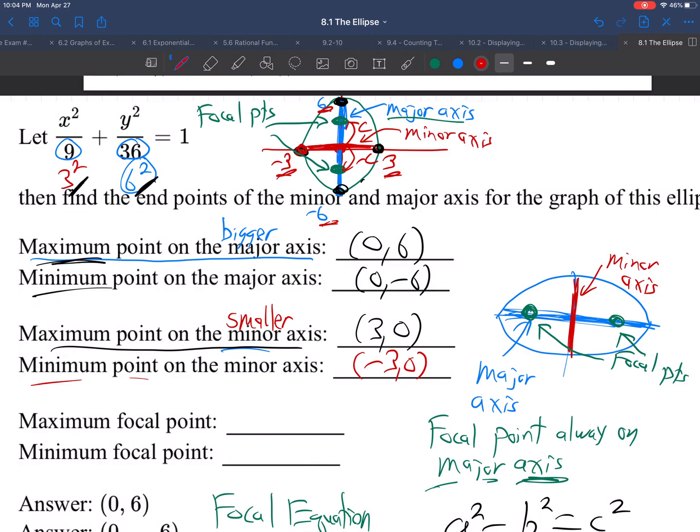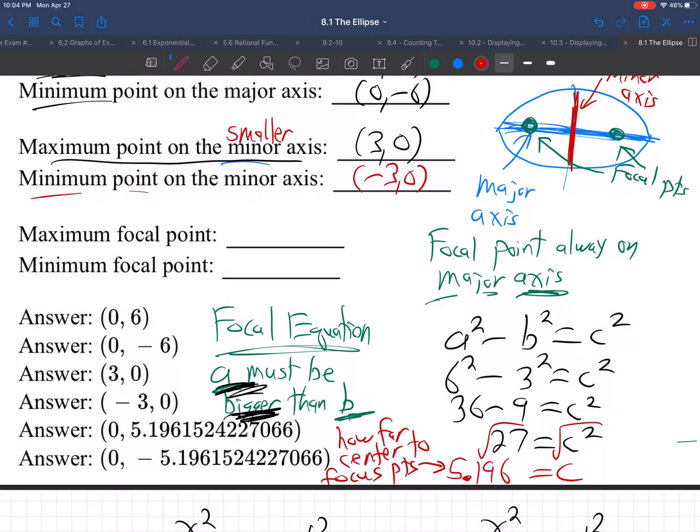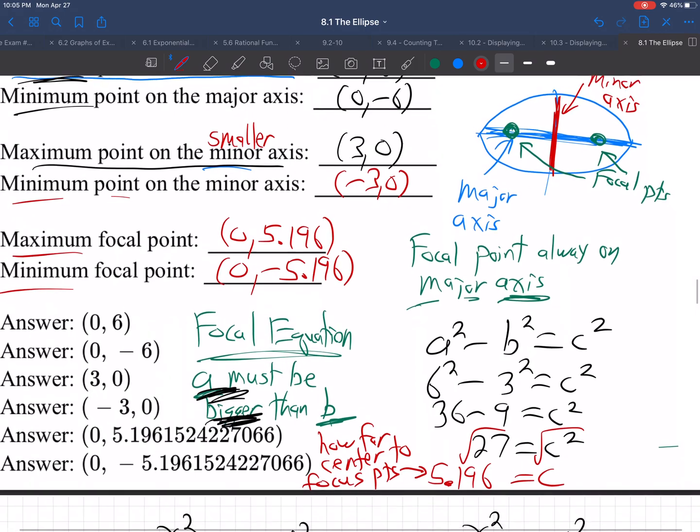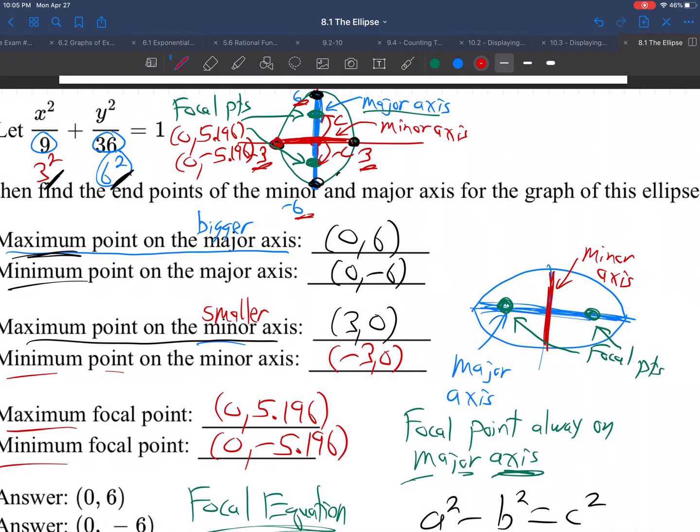So our focal points must be 0 comma up 5.196 for the top one, and the bottom one must be 0 comma down 5.196. Those are our two focal points, which is exactly what they say here. So the maximum, the one on the top, is 0, 5.196. The minimum one, the one on the bottom, is 0, minus 5.196.